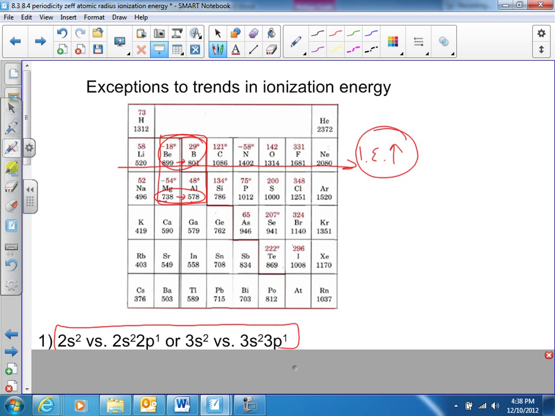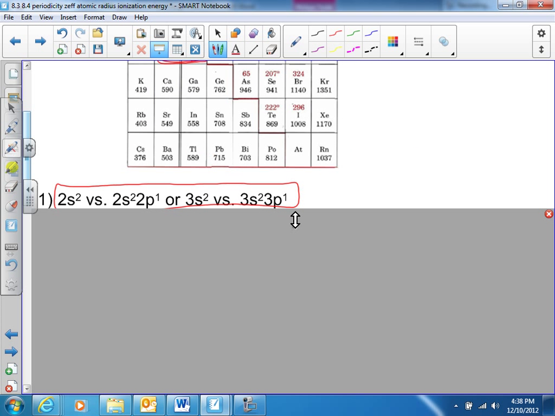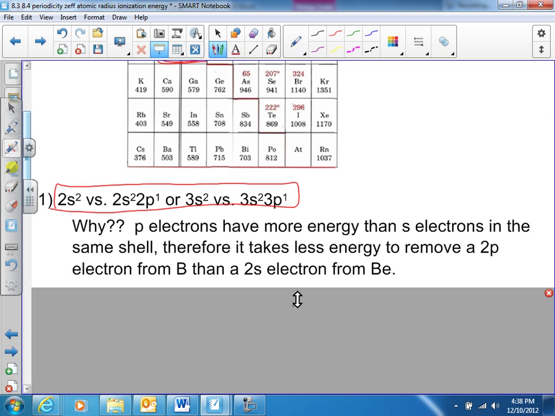That is this one right here. 2s2 versus 2s2 2p1, or 3s2 versus 3s2 3p1. What's going on here? How do we explain this? And the idea is p electrons that are in the same shell as s electrons have more energy. Those p electrons have more energy, so it takes less energy to remove an electron that itself has more energy. Remember our orbital diagrams? Those p electrons are higher than the s electrons in the orbital diagrams, meaning the p electrons literally have more energy, so it takes less energy to remove them from the atom.